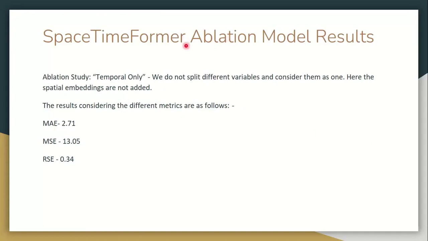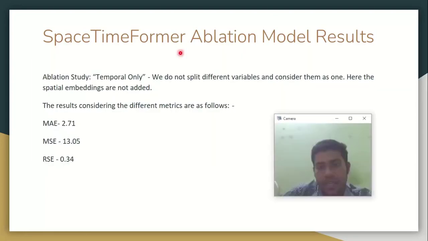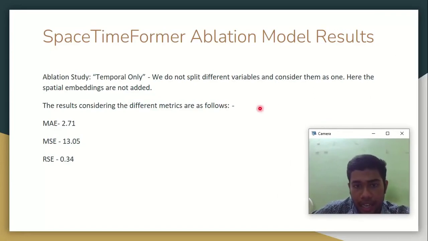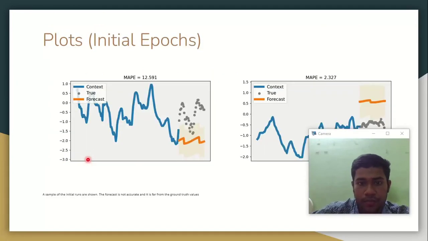We have also performed one ablation study using the Spacetimeformer model. In this ablation study, we are trying to remove the spatial concept and only use the temporal embeddings. The main motivation is to see if the spatial embeddings, which basically means considering every variable differently, actually help. The results which we obtained for this temporal ablation are as follows. MAE we get as 2.71, MSE is 13.05, and RSE is 0.34.